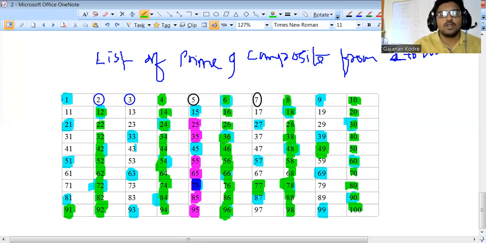And all the numbers which are crossed out, which I have shaded here with colors, these are the composite numbers. So I hope you all must have understood the sieve of Eratosthenes and the list of prime as well as composite numbers.